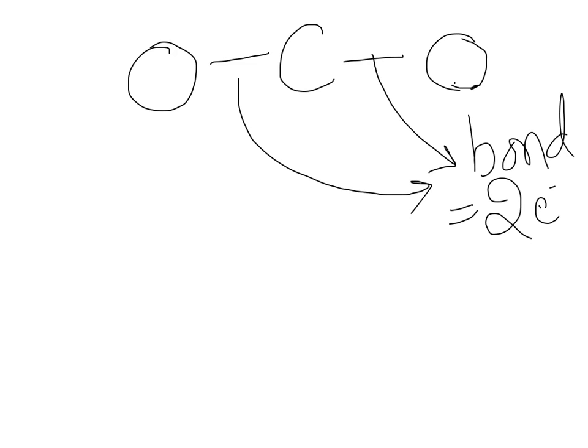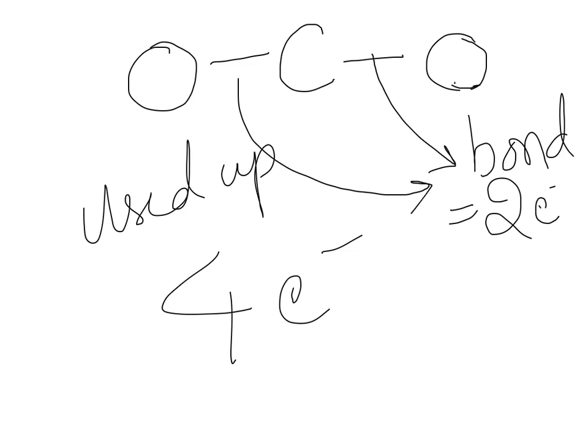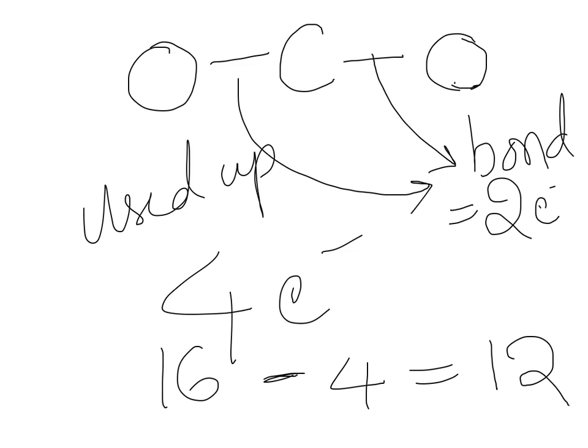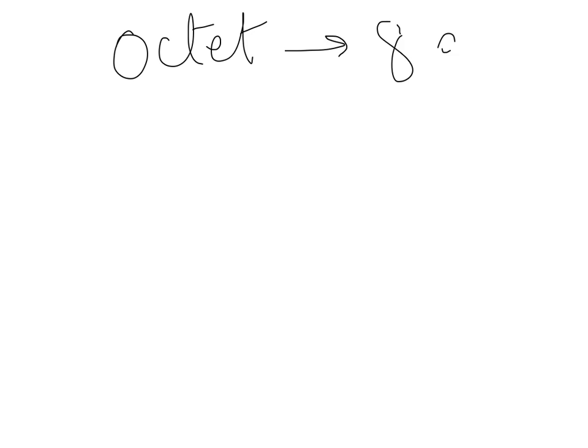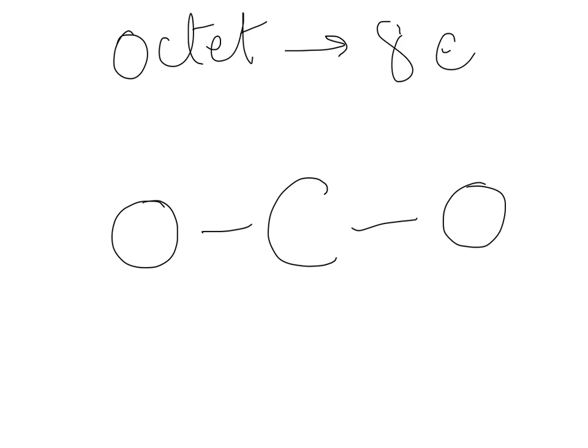So in this process, you used up 4 electrons. We originally had 16 electrons, and then we used 4 of them. So now we're left with 12 electrons. Now with the remaining 12 electrons, complete the octets of the terminal atoms. Remember, octet means 8 electrons. So your original skeleton structure is like this, and with the remaining 12 electrons, you complete the octets of the terminal atoms.